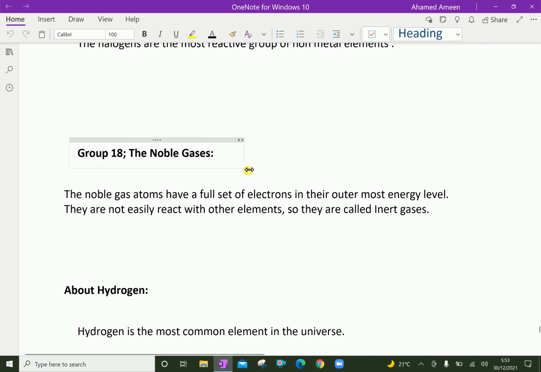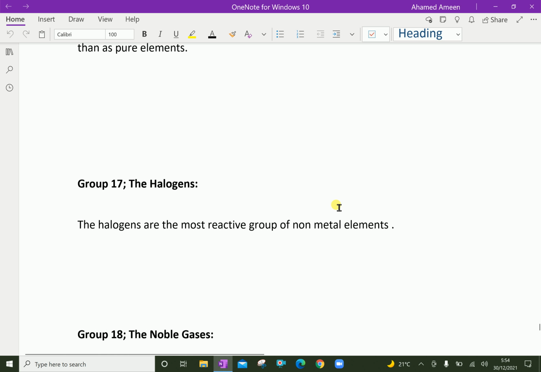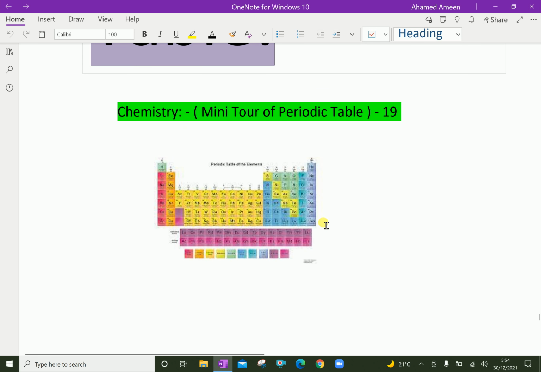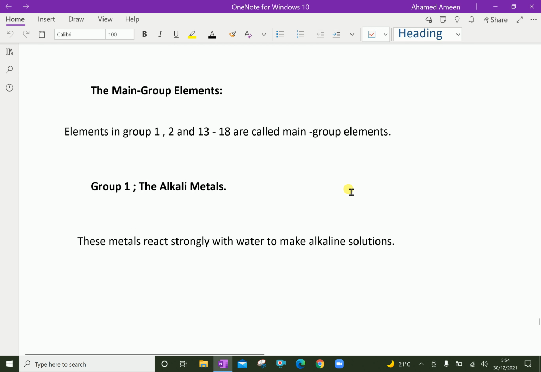Next, group 18, the noble gases. The noble gas atoms have a full set of electrons in their outermost energy level. They do not easily react with other elements, so they are called inert gases. This last group, the 18th group, has 8 outer valence electrons, so it is not easily reactive with other elements. That is why it is called noble gas.